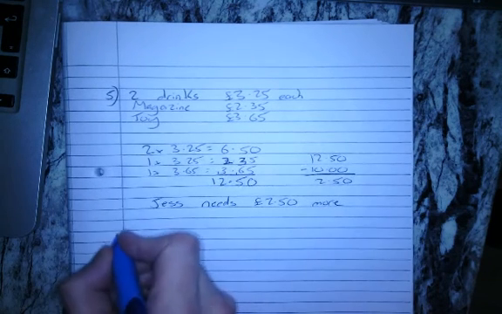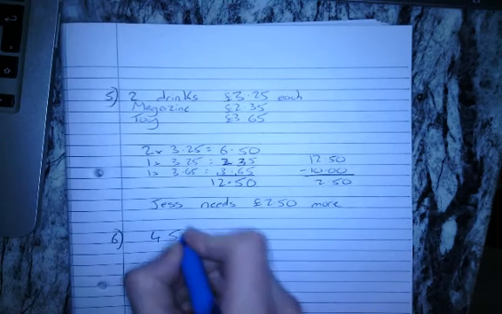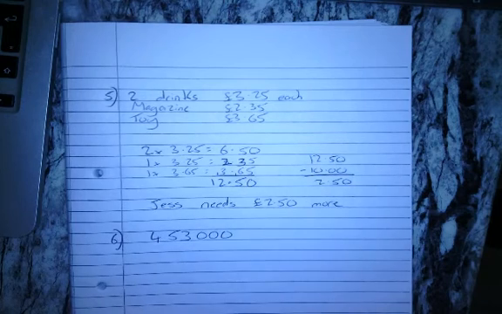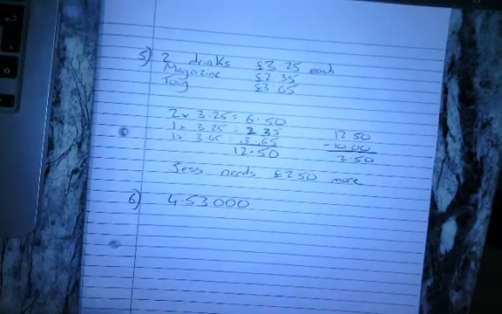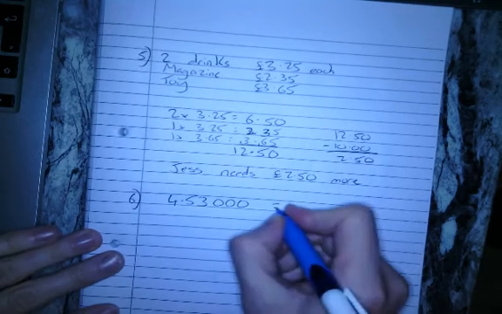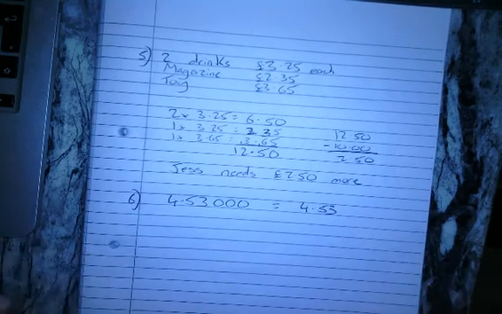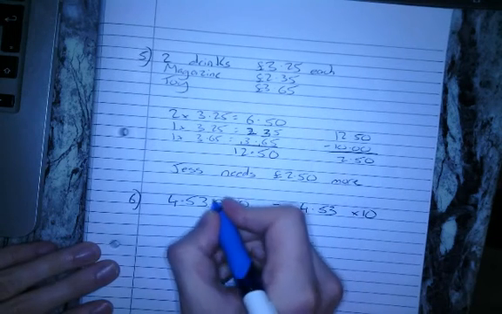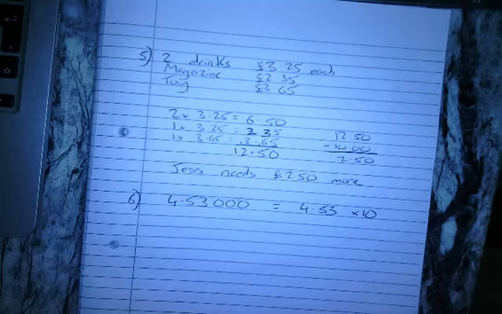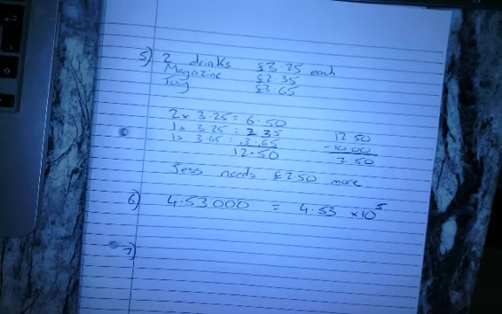In question 6, write the number 453,000 in standard form. So 4, 5. Okay, so we want to put our decimal point here, which gives me a number of 4.53 times 10 to the power of 1, 2, 3, 4, 5. So 4.53 times 10 to the power of 5.